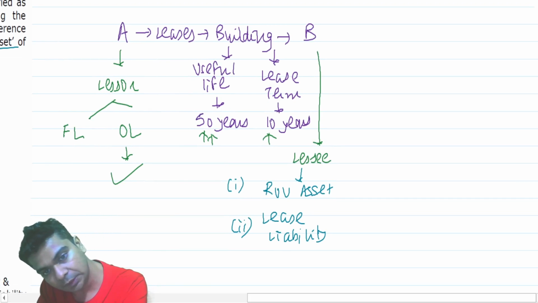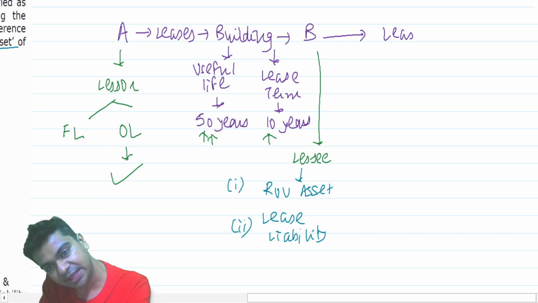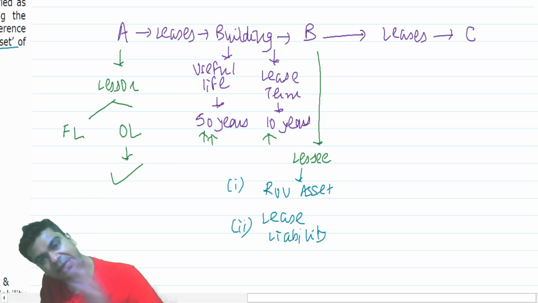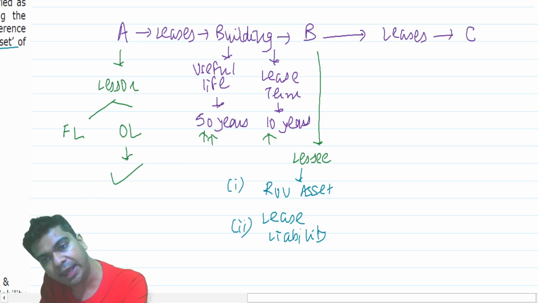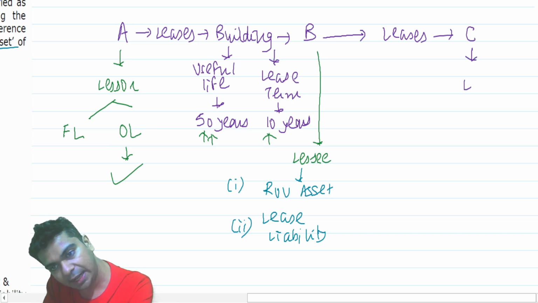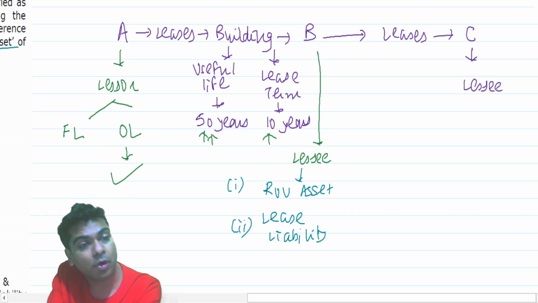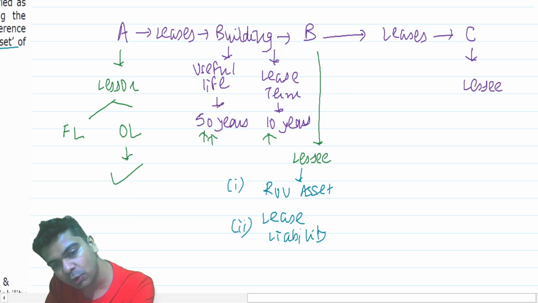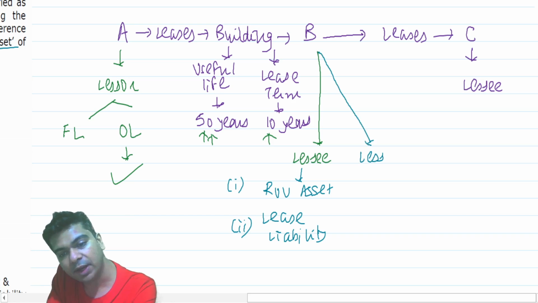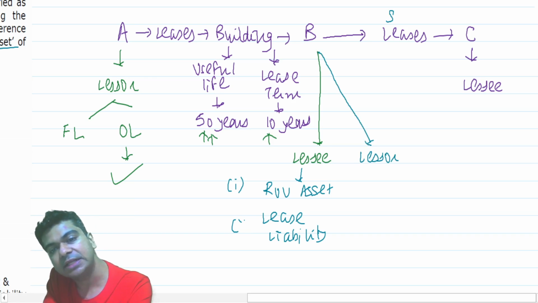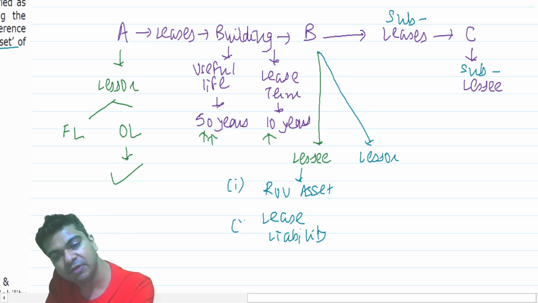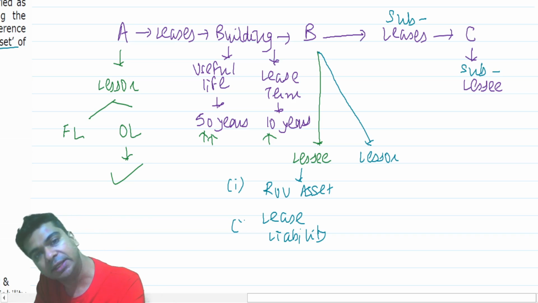Now, B is interested in another transaction. B is again leasing this building to C. C will now become a lessee, and more importantly now, B has also become a lessor over here. This new lease we are considering as a sublease. C is a sublessee, and this lessor we will consider as an intermediate lessor.